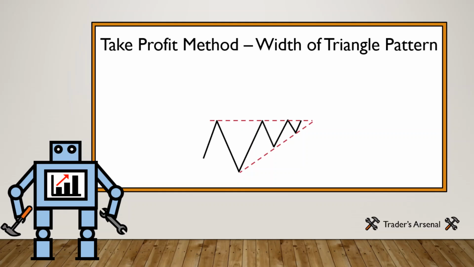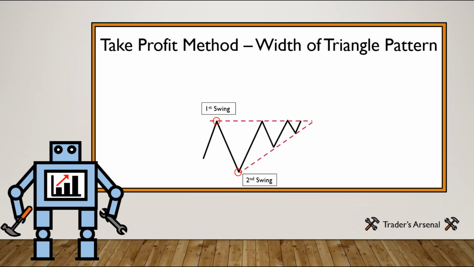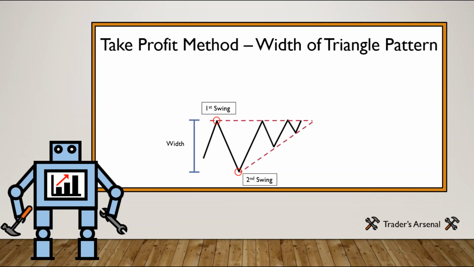Let's look at the first method. In this example, we are going to use an ascending triangle. The first thing you should do is to measure the distance between the first and second swing that occurs in the pattern. In this case, this is the first swing, and this is the second swing. So this will be the width of the triangle pattern. Using the width you have gotten, you can now project your take profit level starting from the breakout point.